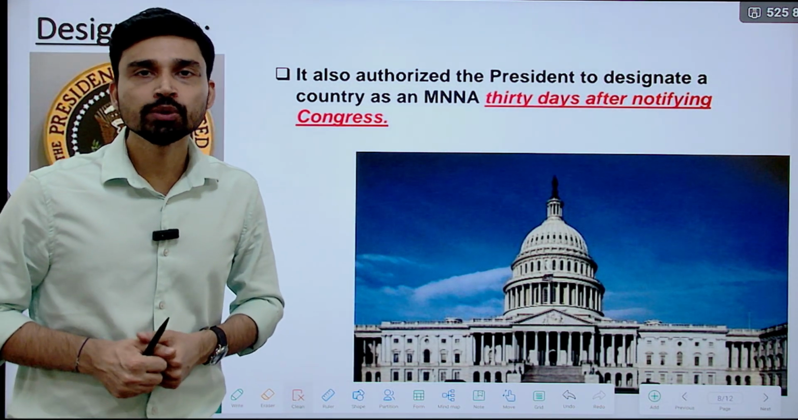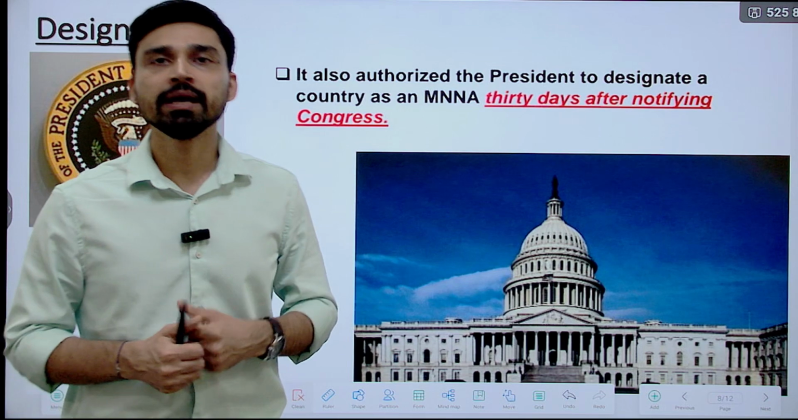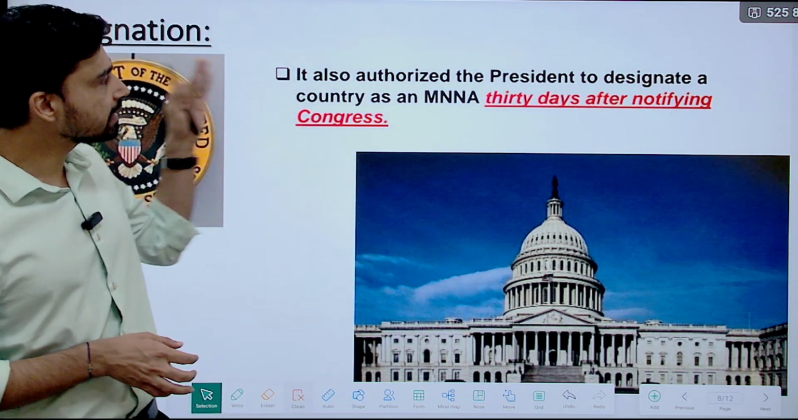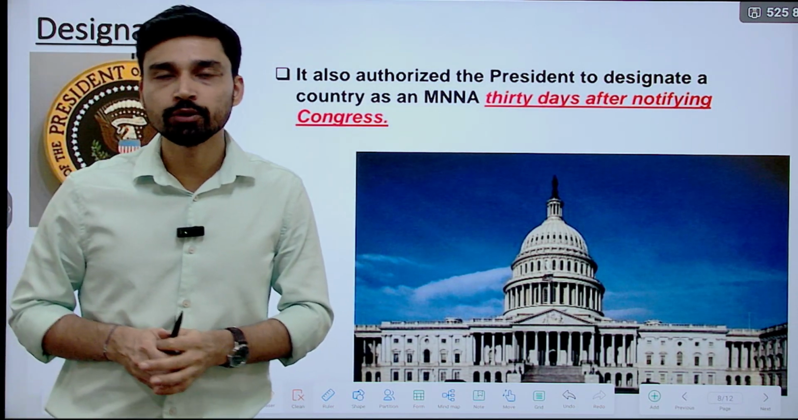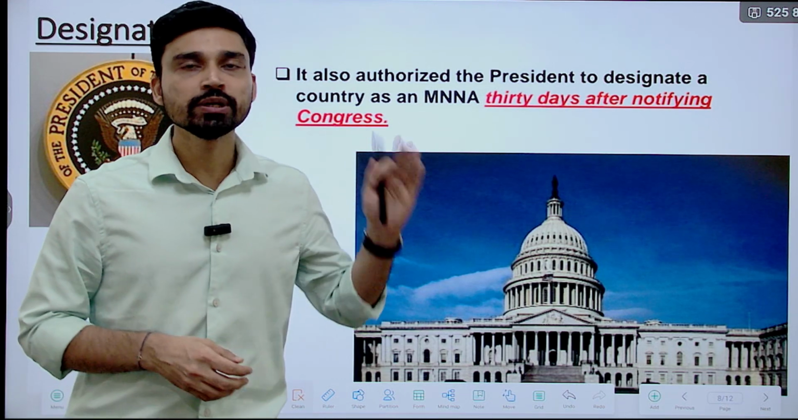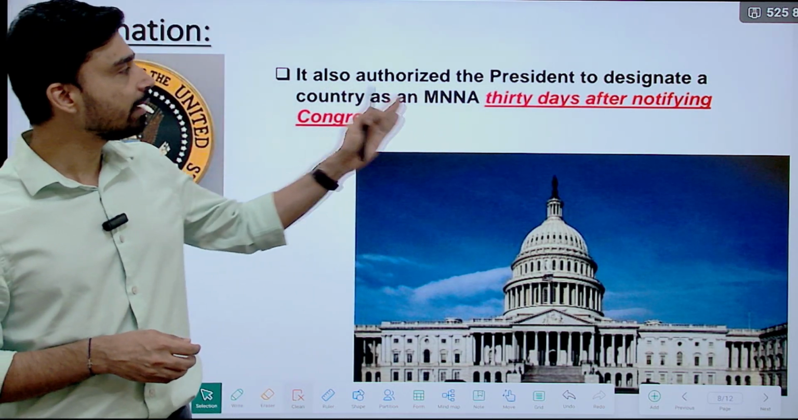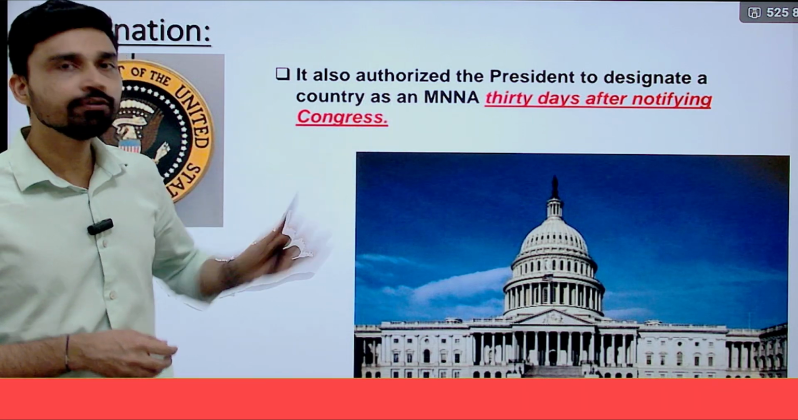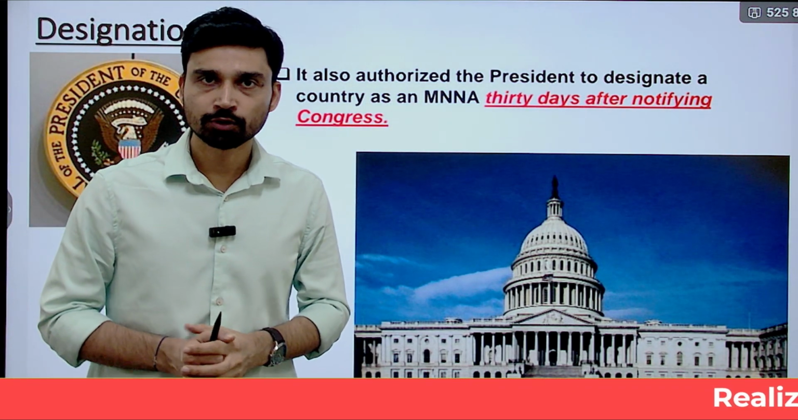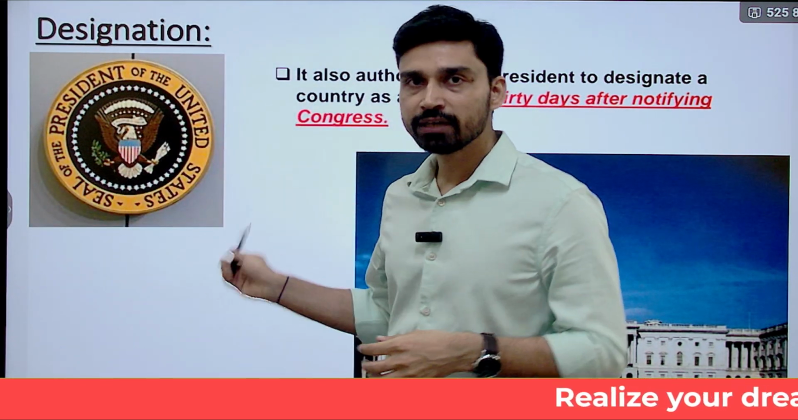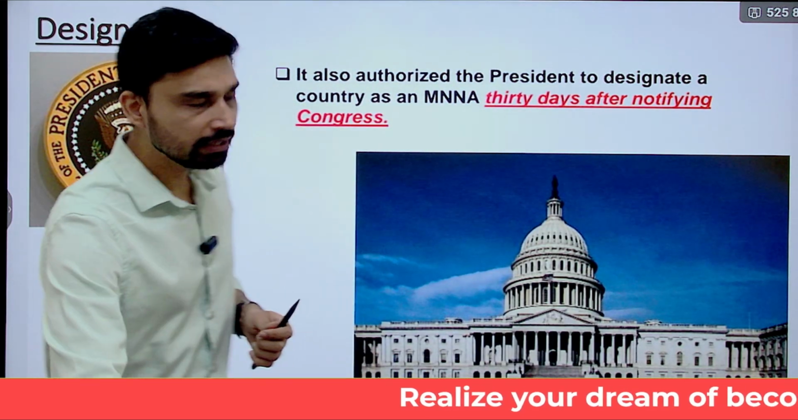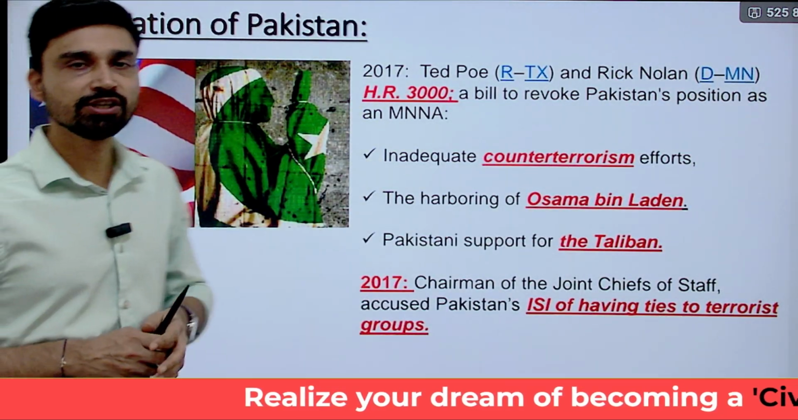Now, how can the US turn a country into an MNNA? In this regard, the US Congress has given that power and authority to the President of the United States, who is free to designate a country as an MNNA 30 days after notifying the Congress. So, the President of the United States is the main or ultimate deal maker as far as this particular designation is concerned.